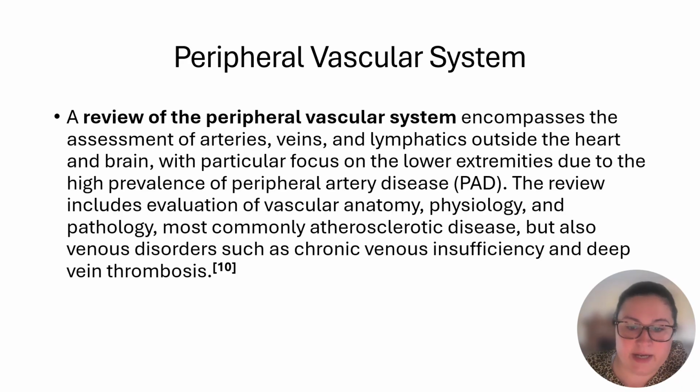The peripheral vascular system encompasses the assessment of arteries, veins, and lymphatics outside of the heart and brain, with particular focus on the lower extremities due to the high prevalence of peripheral artery disease. A review should include evaluation of vascular anatomy, physiology, and pathology, and most commonly atherosclerotic disease, but also venous disorders such as chronic venous insufficiency and DVTs.